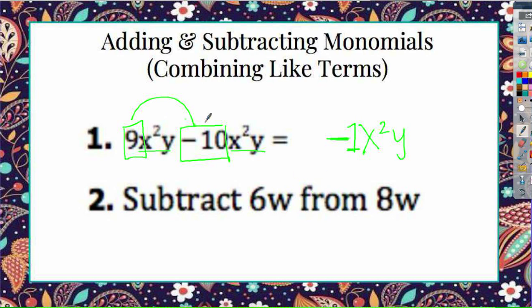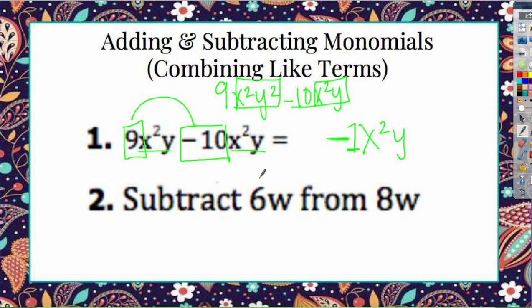Now, if this had been any different, if this had been 9x squared y squared minus 10x squared y, if it had been like that, I couldn't do anything at all because these do not match exactly. They have to match exactly.